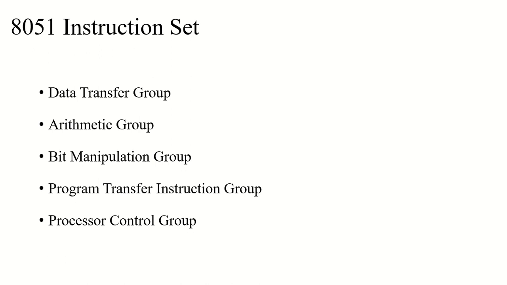Here I have mentioned 5 total groups into which we have divided the functionally related instructions. The first one is the data transfer group, the second is the arithmetic group, the third is the bit manipulation group, the fourth is the program transfer instruction group, and the fifth and last is the processor control group. Let's see each and every one of them in detail one by one.